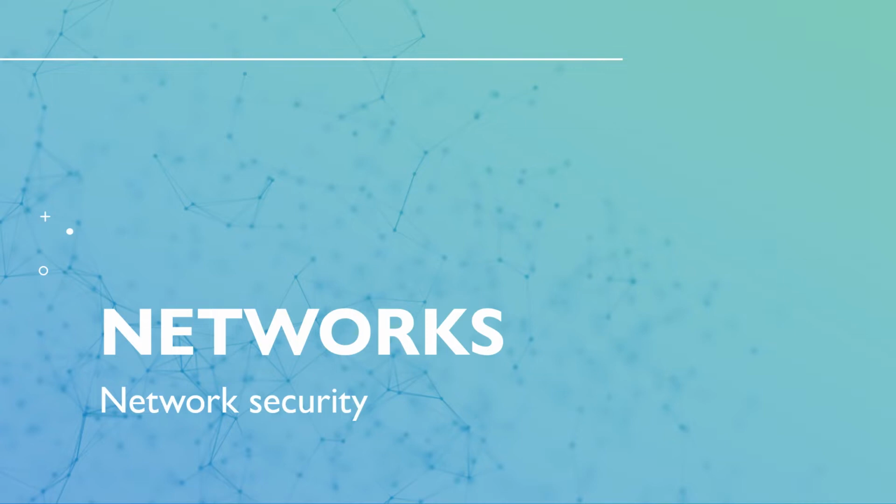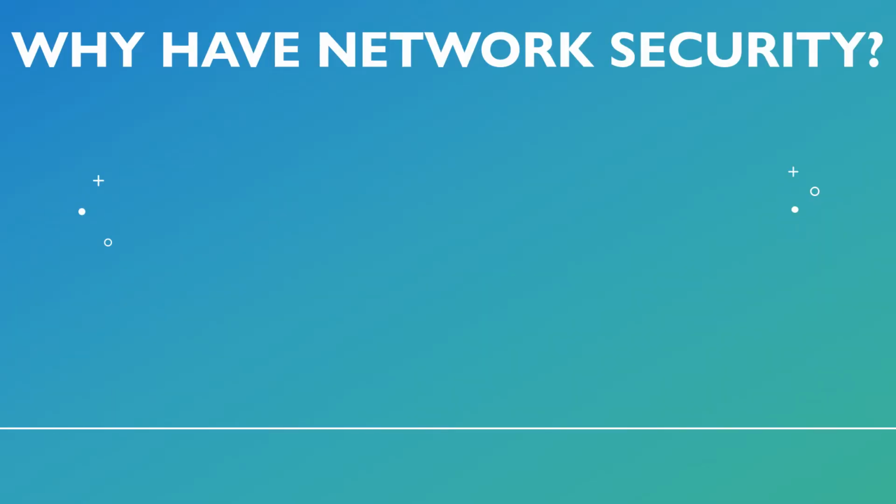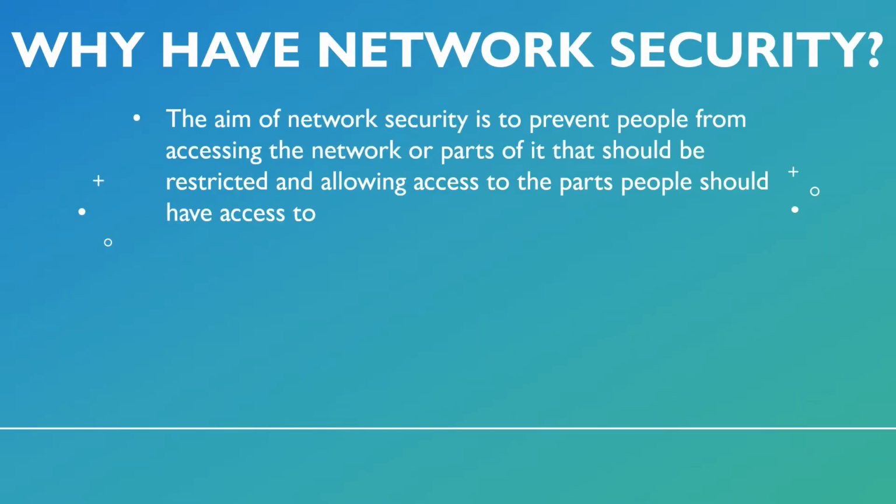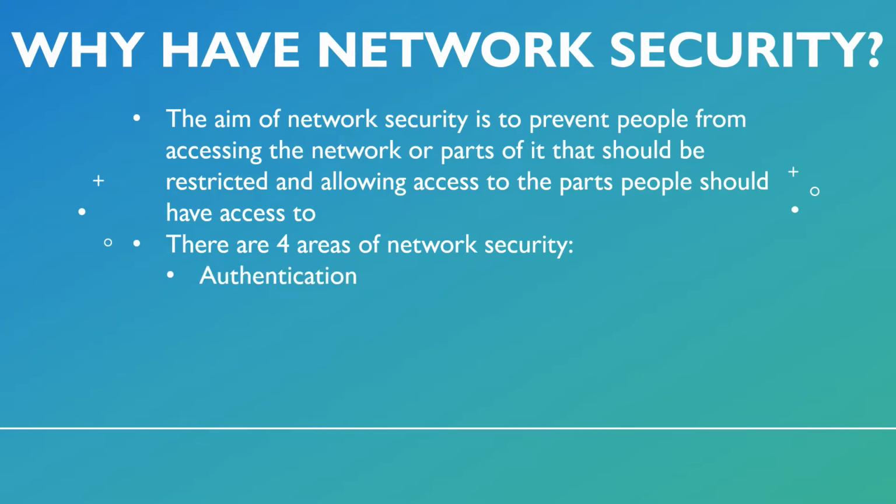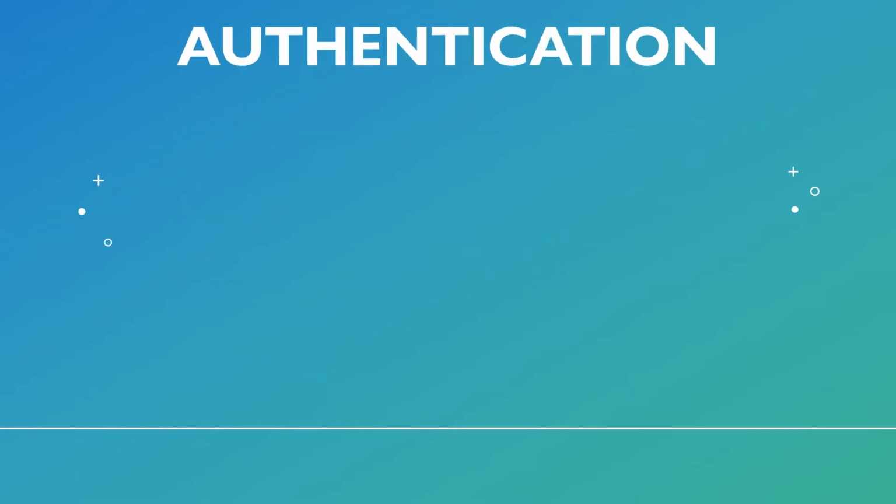Today's video will focus on network security. The aim of network security is to prevent the wrong people from accessing your network at all, and to allow those people that should have access to the network only to see those bits they should be able to see. There are 4 areas of network security that you need to be familiar with: authentication, encryption, firewalls, and MAC address filtering. We're going to take a look at each of these in more detail now.